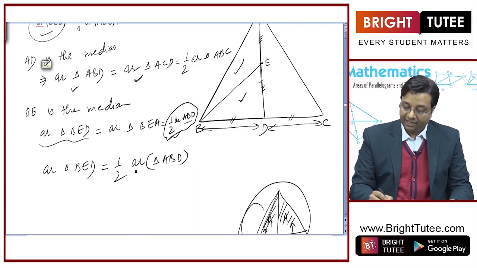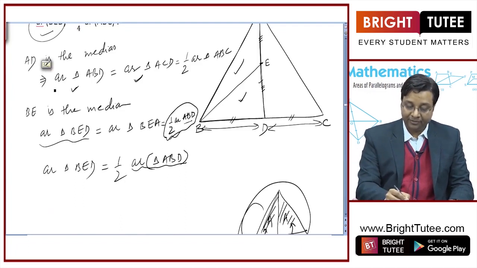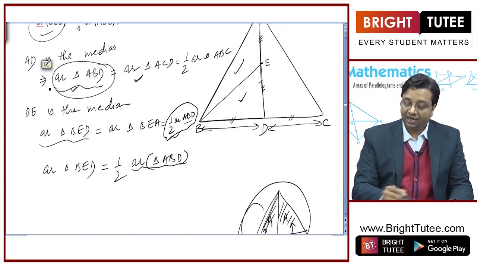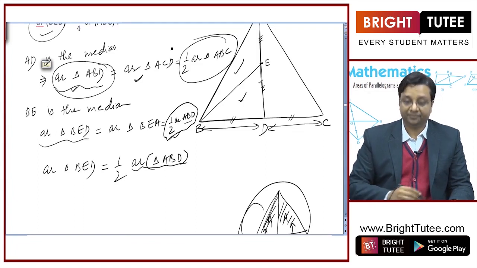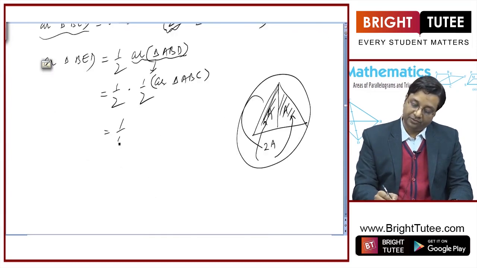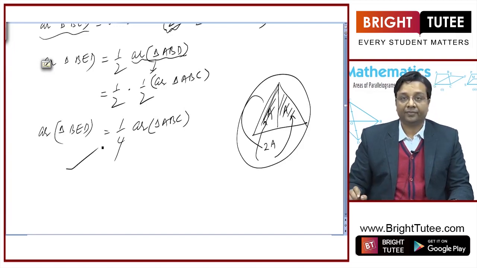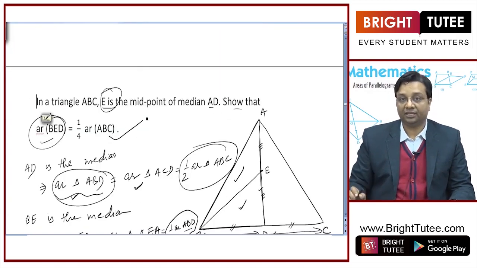Now can I write area of triangle ABD in terms of area of triangle ABC? Yes, area of triangle ABD is half of area of triangle ABC. So let me write it here, half of area of triangle ABC. So 1/4 of area of triangle ABC is equal to area of triangle BED. Okay, this is how you will prove this result.